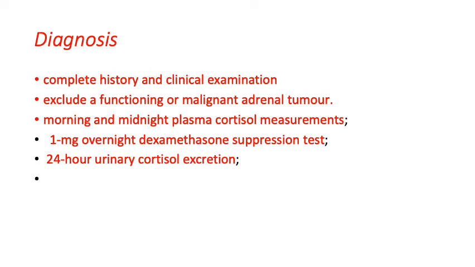Regarding the diagnosis, once you discover the presence of incidentaloma, you should take a full history and perform a physical examination of the patient, and then you have to exclude whether this incidentaloma is functioning or not, and whether it is a benign or malignant tumor. So we will start by doing a hormonal study for the function of the adrenal gland, and this includes morning and midnight plasma cortisol level, 1 milligram overnight dexamethasone suppression test, and 24-hour urinary cortisol excretion.